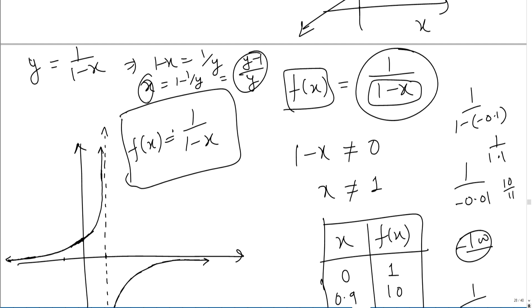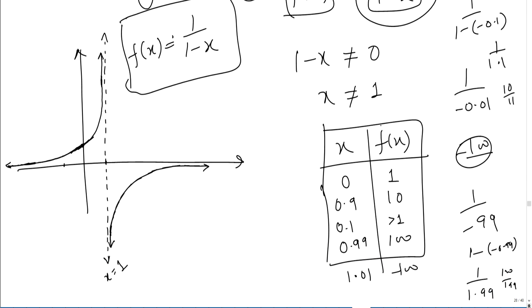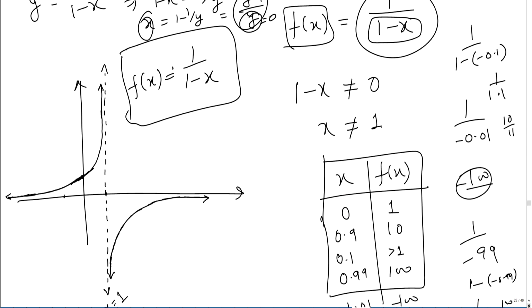Now the value of x would be undefined when this denominator is equal to 0. So this is not possible when y equals 0. We are solving it for the codomain. So the codomain would be such that y can take any value except y equals 0. This is how we find the domain and codomain of a function.